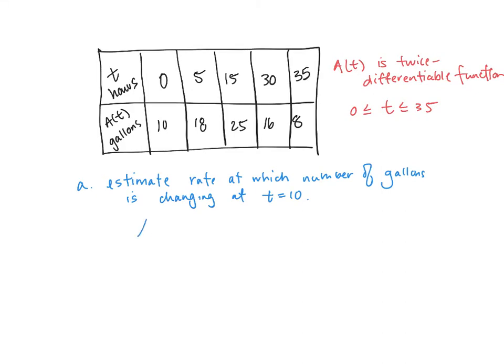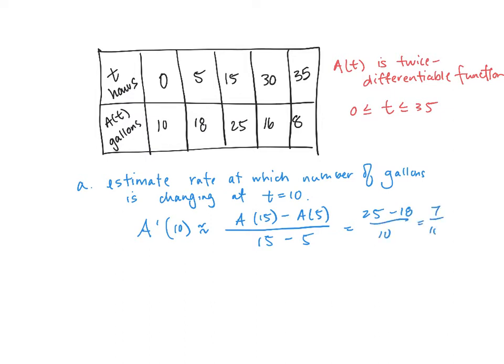Alrighty, we're going to use the instantaneous rate of change, but we're going to estimate that by the average rate of change. A of 15 minus A of 5 all over 15 minus 5, which gives us 25 minus 18 over 10, 7/10, or 0.7 gallons per hour.